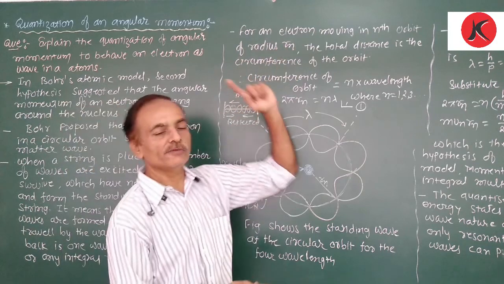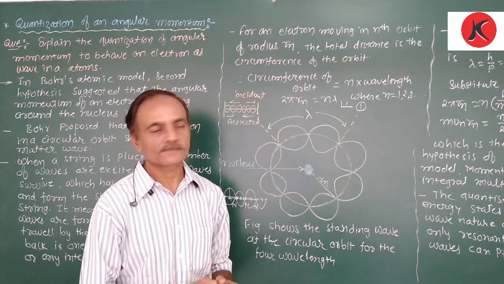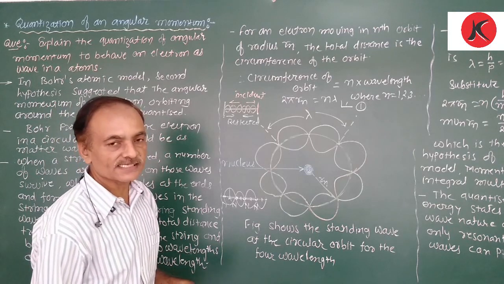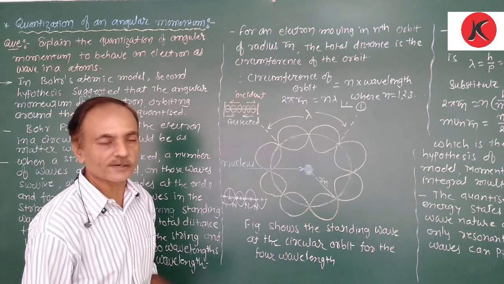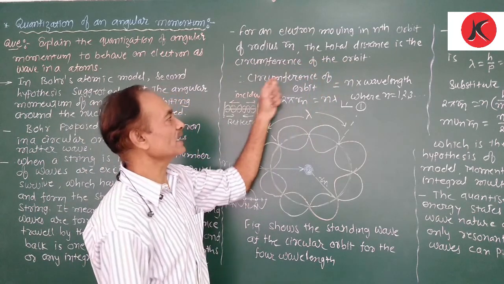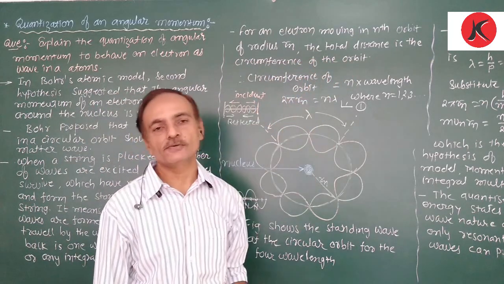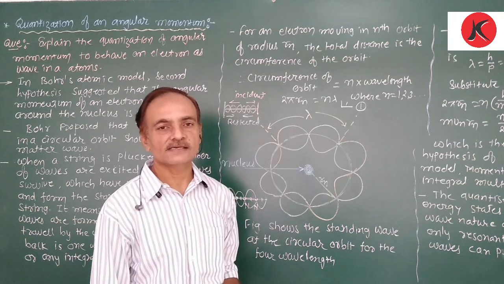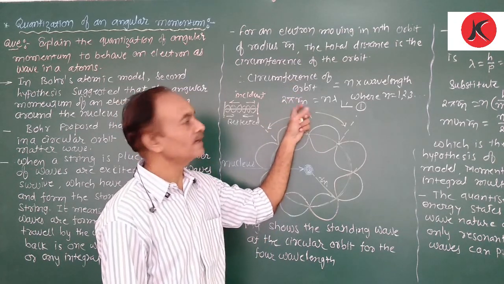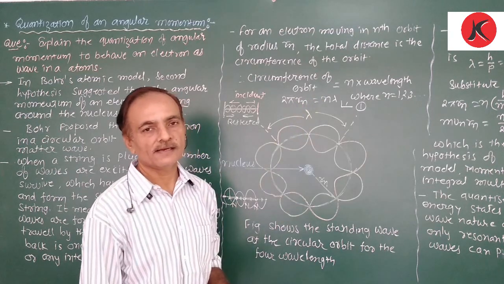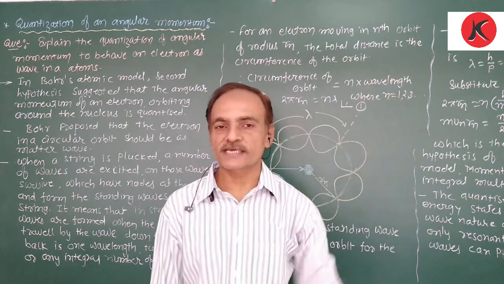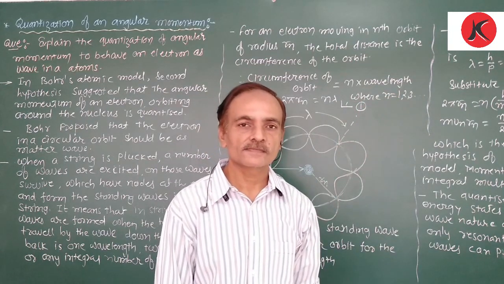Again, for an electron moving in the nth orbit of radius r, the total distance traveled by the electron during one rotation is the circumference of the orbit. Therefore, the circumference of the orbit 2 pi r n is equal to n lambda. That is our equation 1. Here n is equal to 1, 2, 3, integer values.